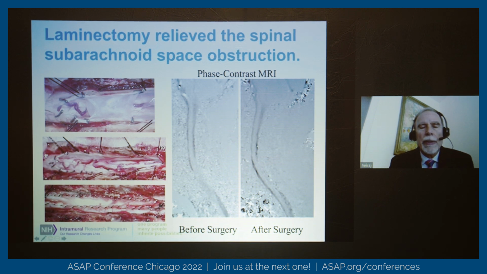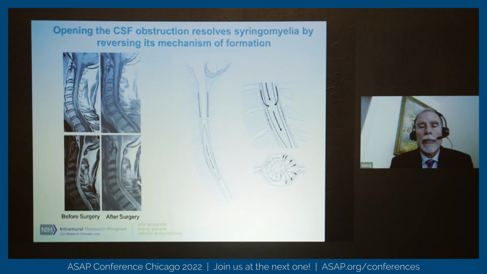The spinal cord looks good afterwards. We did a duroplasty on all the patients. I don't think we would do that anymore. And you can see after surgery, the CSF flow gets by the point where there wasn't flow before, but you can see now there's good flow around the spinal cord, not into the spinal cord.